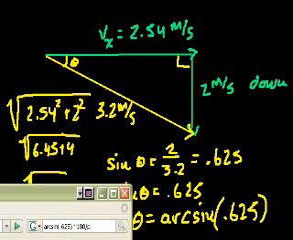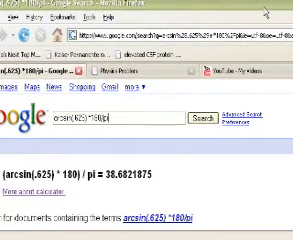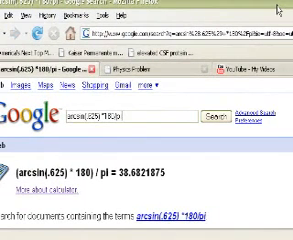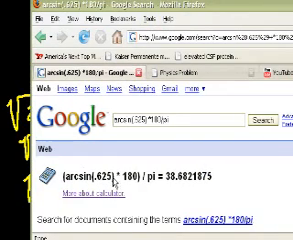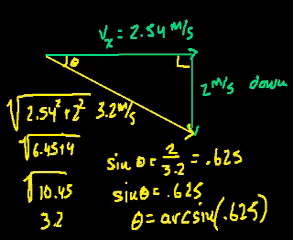And let's see what I get. So Google says 38.68 degrees. They multiplied the whole thing times 180 and then divided by pi, but that should be the same thing. So roughly 38.7 degrees is theta. Hope you understand that. You could pause it here if you don't, but let me just write that down. So theta is equal to 38.7 degrees.